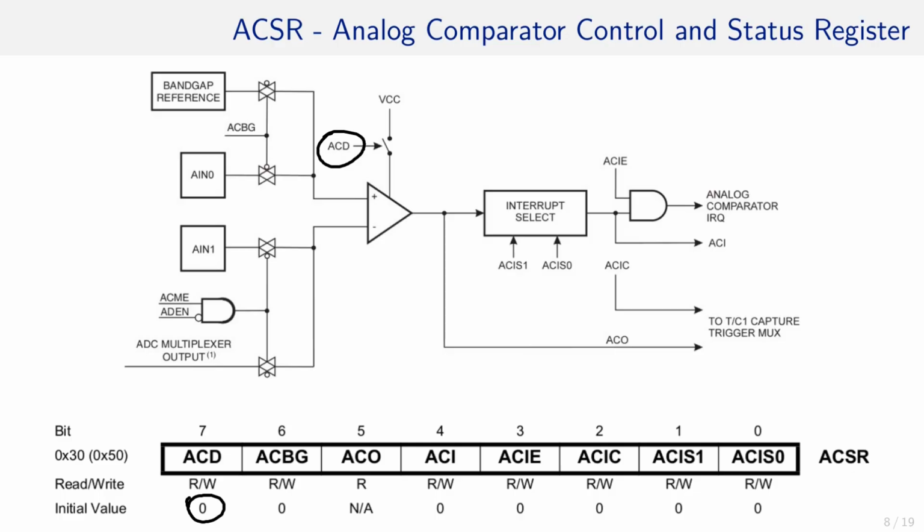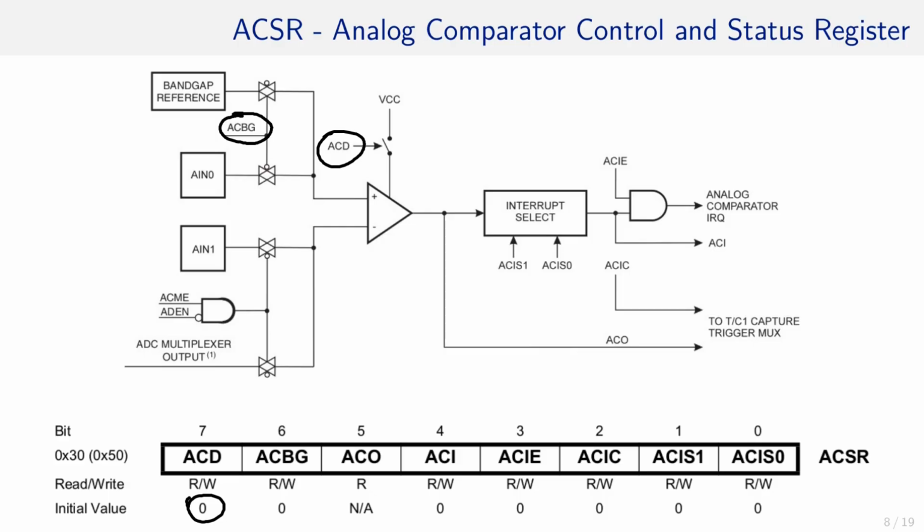The next bit in the status and control register is ACBG, which is located here. Apart from connecting ACIN0 to the positive input of the comparator, we can also attach the band gap reference, a quite stable voltage to compare against, to the comparator. We had the same band gap reference also in the last chapter about the ADC. It is the very same reference. Hence, if ACBG is set, the band gap reference is connected, ACIN0 otherwise.